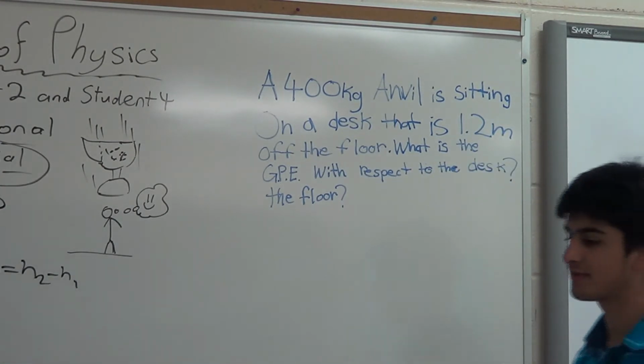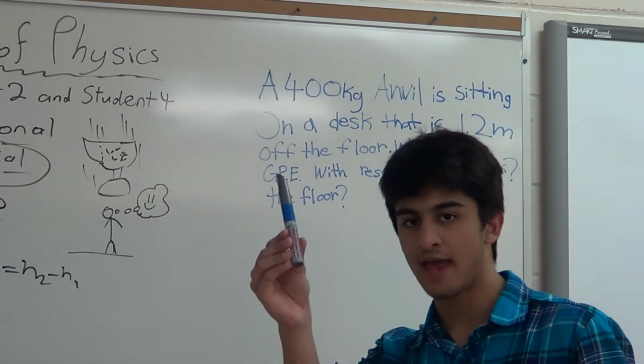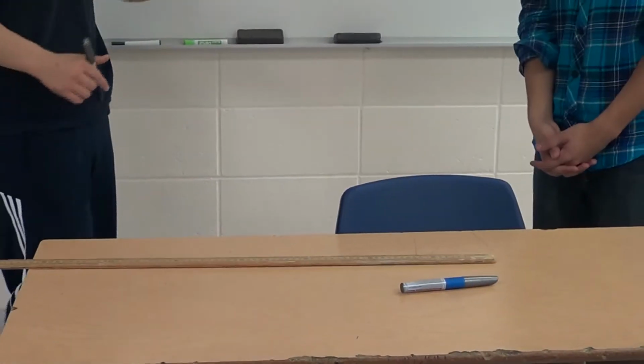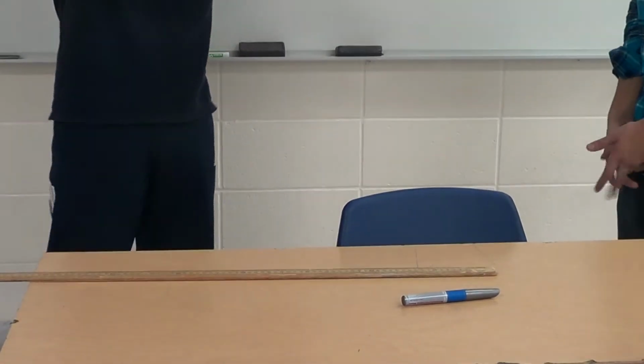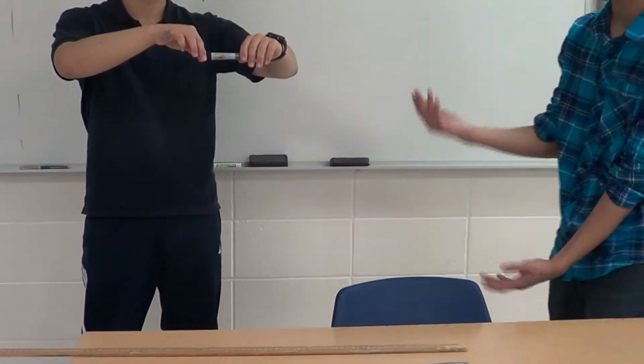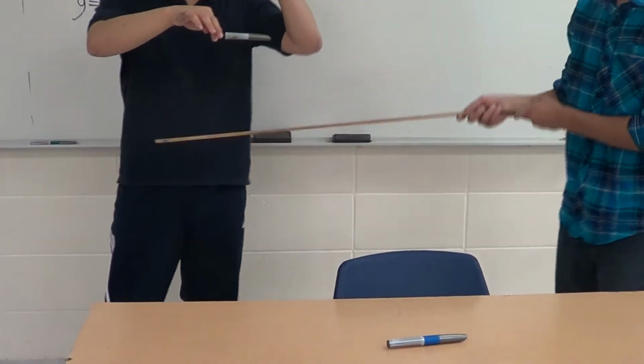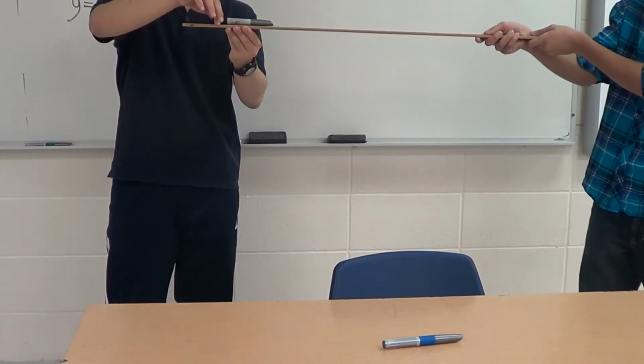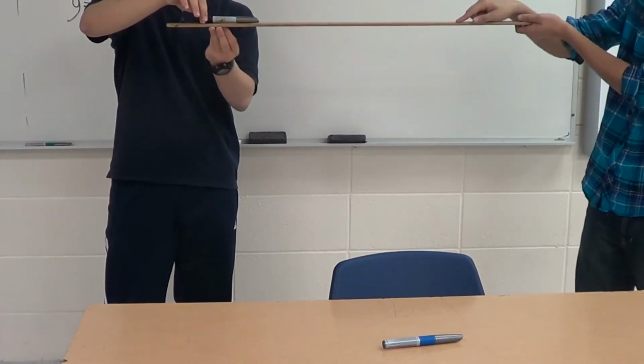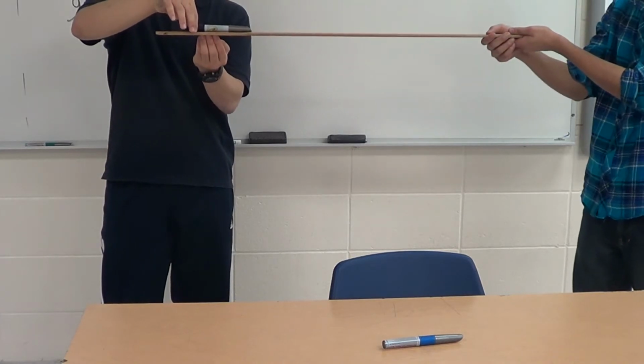Oh, okay, let's start off with the desk. Let's pretend this is my anvil. There's my anvil, sitting on the desk. 1.2 meters is up here. Let's say this is the anvil, way up here at 1.2 meters. I like to be exact, okay? Here's the surface. What energy do you think that anvil is going to have relative to this surface?